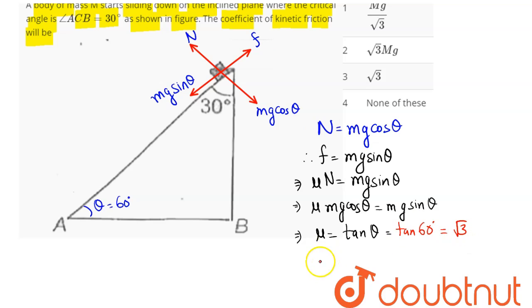So we can say here the coefficient of friction, which is mu, comes as root 3, which here is option number 3. So we can say coefficient of kinetic friction is root 3, hence 3 option is the correct answer, hence 3 is our answer.